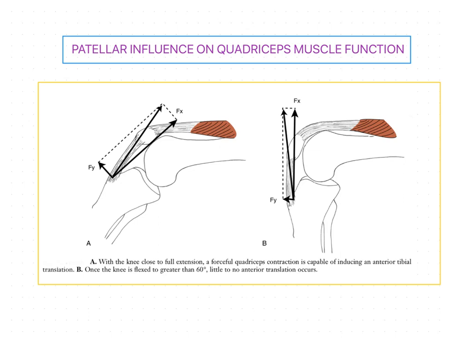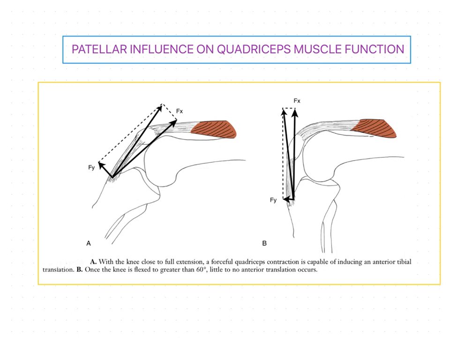Dear students, welcome back. In the previous session, we discussed the knee extensor muscles, that is, the quadriceps muscle, and we concluded in the last discussion that the patella has a greater influence on quadriceps muscle function. Now in this session, we are going to discuss the patellar influence on quadriceps muscle function. This quadriceps muscle is strongly influenced by the patella.